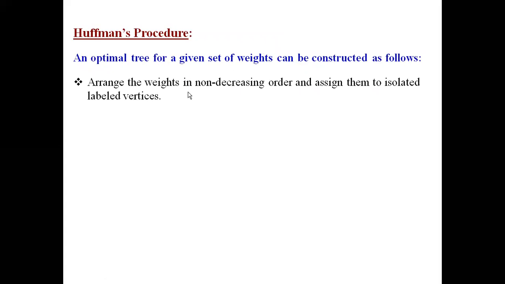We arrange the weights in non-decreasing order first and assign them to isolated labeled vertices. A set of weights would have been given to us. We first arrange those weights in non-decreasing order, meaning from lowest to highest, and we assign these weights to the isolated labeled vertices. So we take a set of vertices, assign those weights to those vertices, and label them.